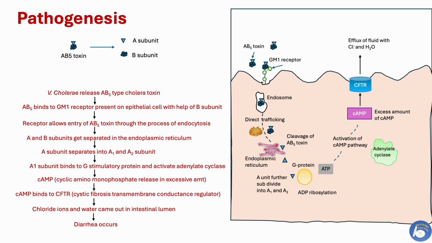Due to this activation, cAMP is released in excessive amounts. Excessive cAMP binds to CFTR and phosphorylates it. CFTR is a specific channel which helps in chloride ion entry and exit. But after phosphorylation, CFTR expels chloride ions out of the intestinal lumen. To create osmolar balance, water also comes out, which shows in the form of diarrhea.